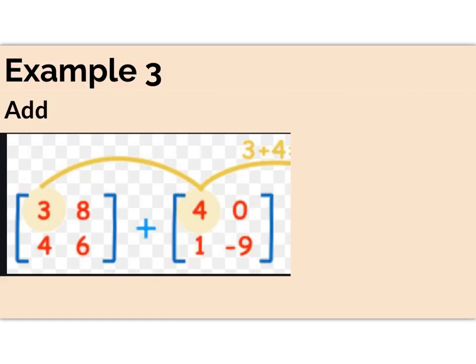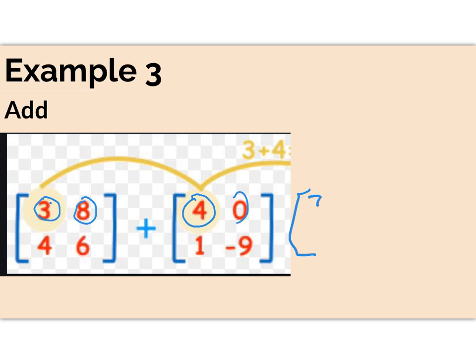Okay, example 3. Now let's add. When adding matrices, they must be the same size. They must have the same amount of rows and the same amount of columns, or else you won't be able to add them. So what you do is you take this element, and each number in a matrix is called an element, and these elements have a position. So we're going to add the 3 and a 4, and we're going to get 7. We're going to be left with a 2 by 2 matrix after adding.